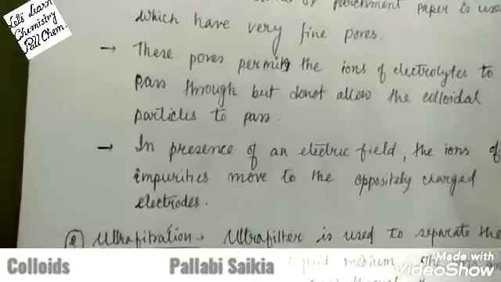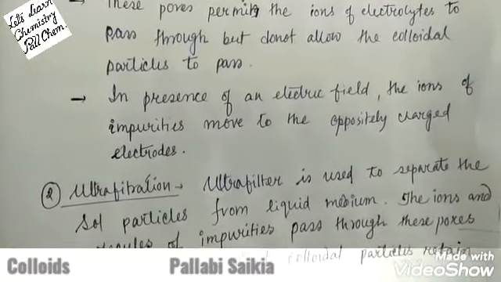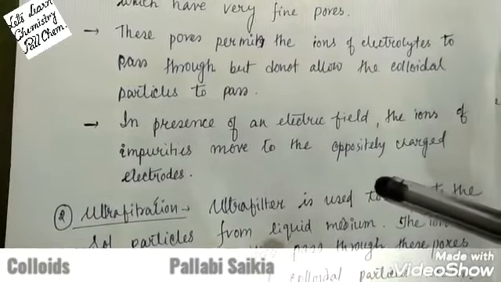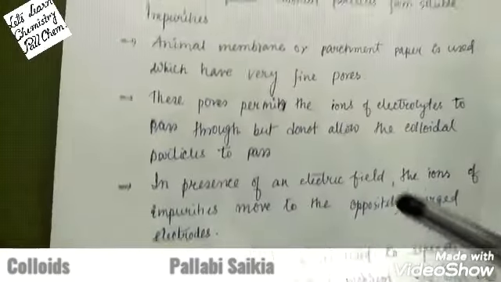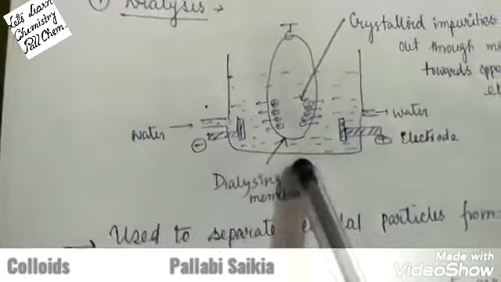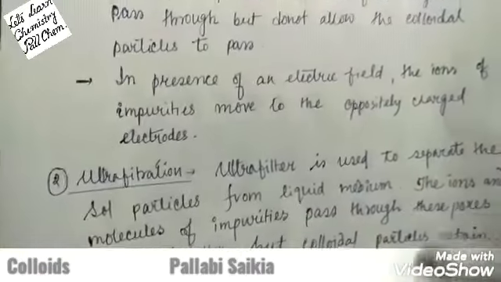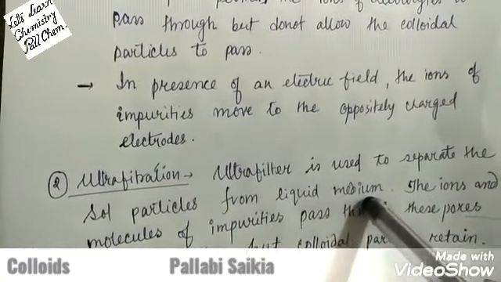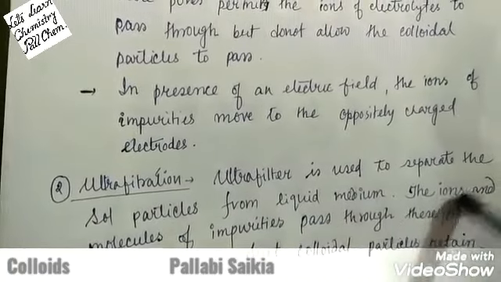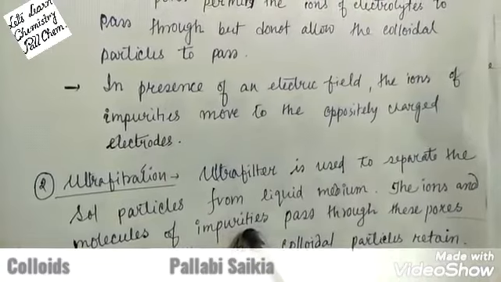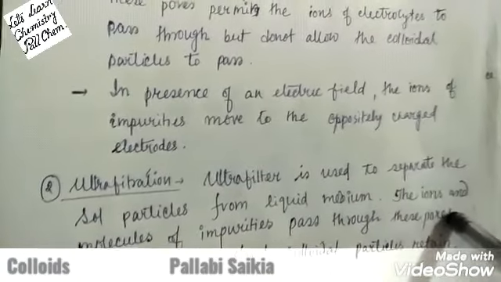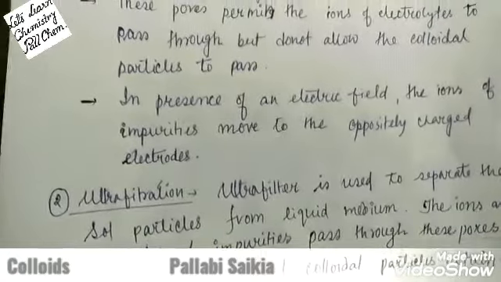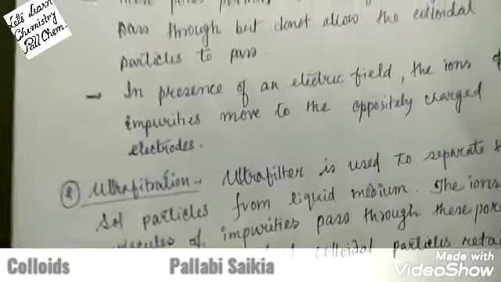Next is ultrafiltration, and in this method we will use an ultrafilter paper similar to this. We will use an ultrafilter paper to separate the sol particles from the liquid medium, and the ions and the molecules of impurities pass through these pores of the ultrafilter, but colloidal particles will be retained.